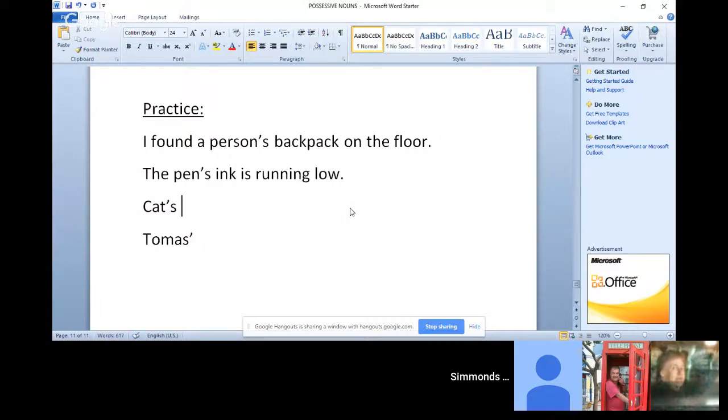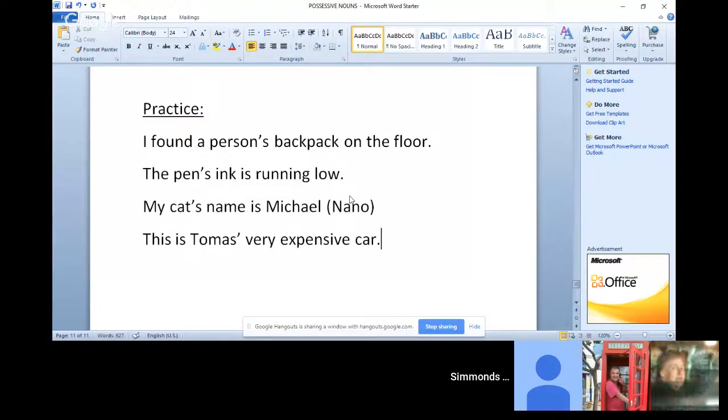What about cats? What could a cat's possessive object be? My cat's name is Michael. Ah, okay. I like that. All right, so cat's name is Michael. Mine is Nano. All right, and Thomas. Thomas's. This is Thomas's very expensive car. I'll have to tell him. This is Thomas's very expensive car. Maybe Benz or Volkswagen. Probably a BMW. Yeah, BMW.